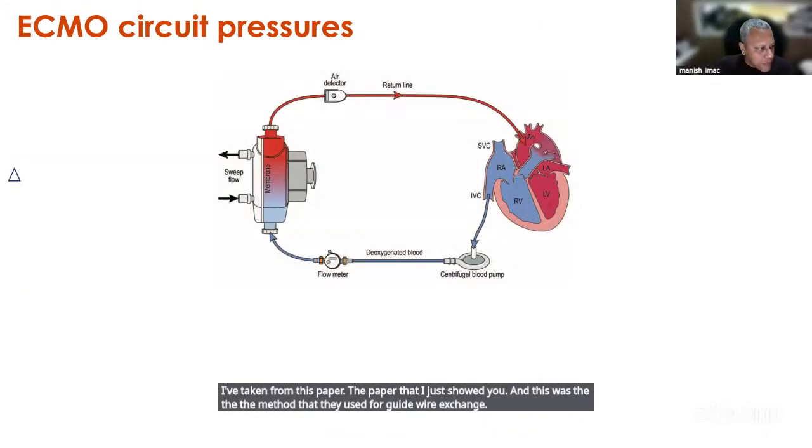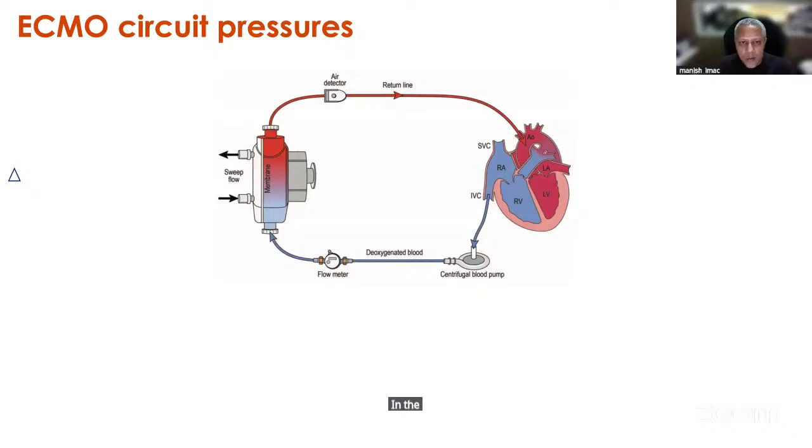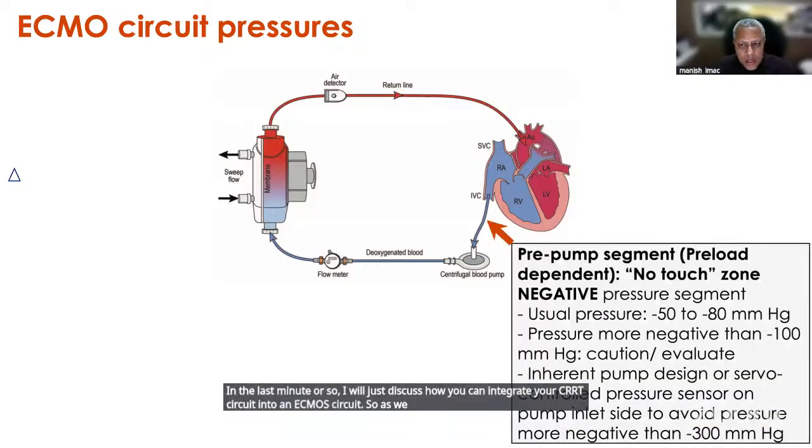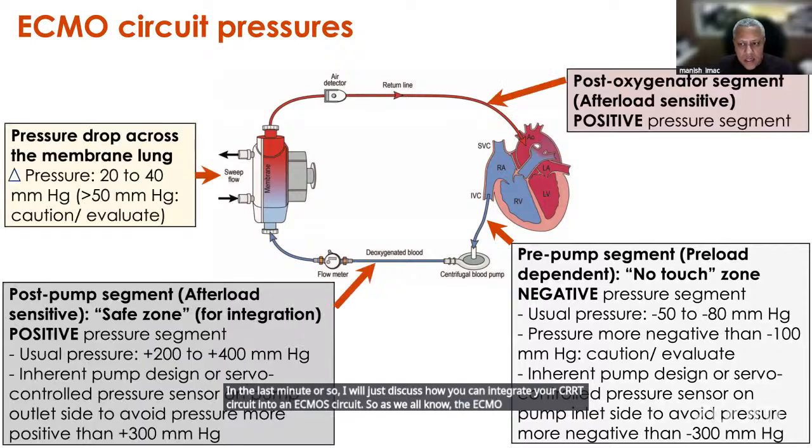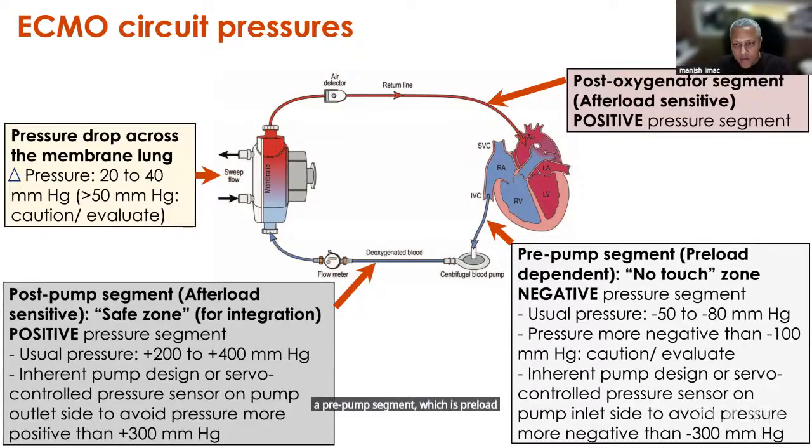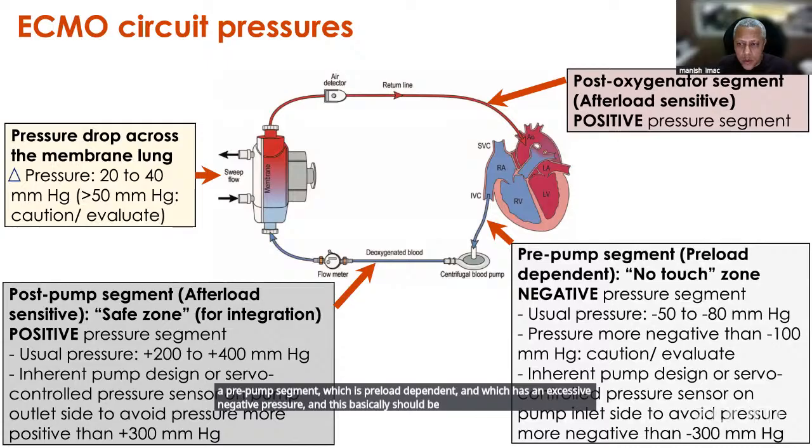Now in the last minute or so, I will just discuss how you can integrate your CRT circuit into an ECMO circuit. As we all know, the ECMO has basically 3 segments: a pre-pump segment, which is preload dependent and which has an excessive negative pressure. And this basically should be treated as a no-touch zone. Don't interfere with this segment.